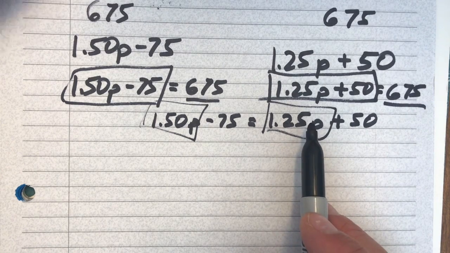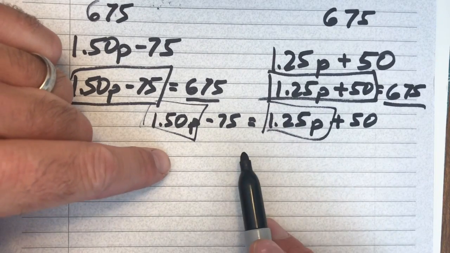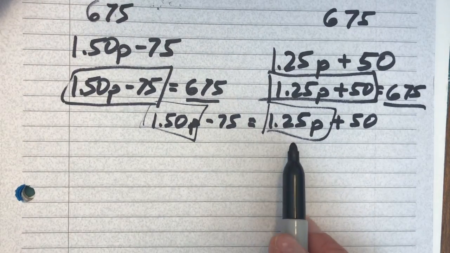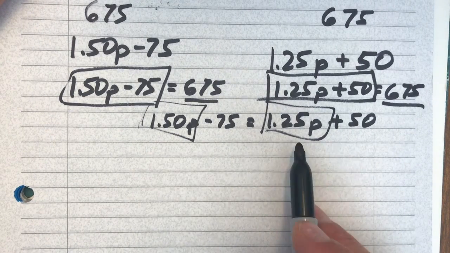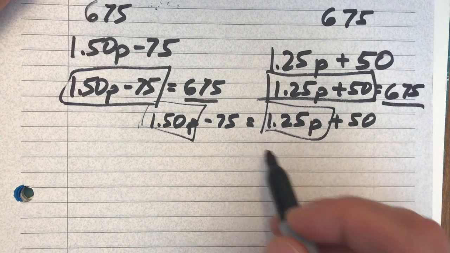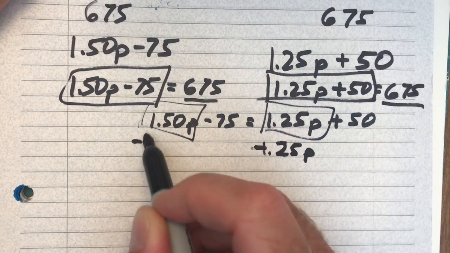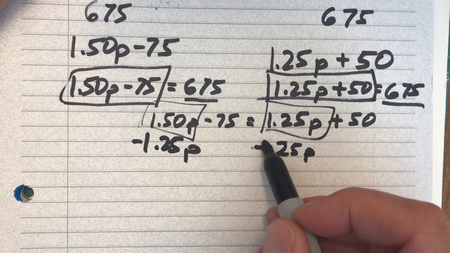A lot of people want to just combine these two together and just add them both together and get $2.75, but you can't do that because that would involve subtracting it from one side and adding it to the other side. You can't do that. You have to do the same thing to both sides. So we're going to subtract $1.25p from both sides with the p this time, not just the number.